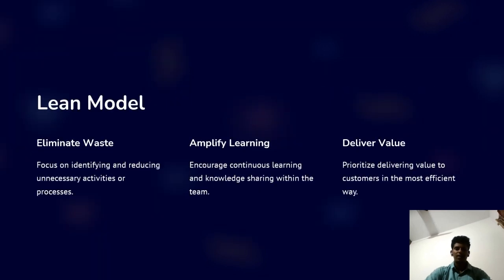Lean model. Eliminate waste. Focuses on identifying and reducing unnecessary activities or processes. Amplify learning. Encourage continuous learning and knowledge sharing within the team. Deliver value. Prioritize delivering value to customers in the most efficient way.